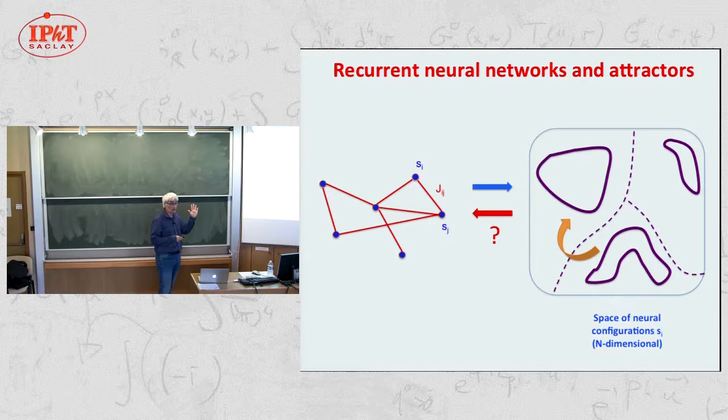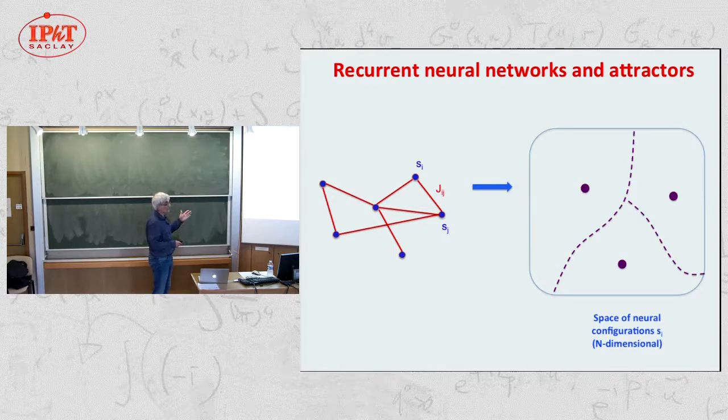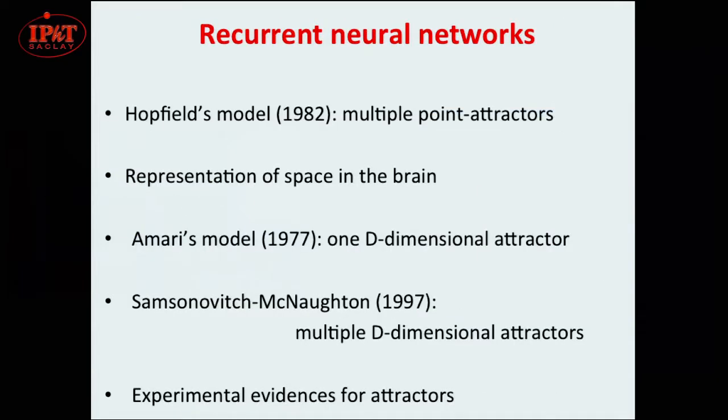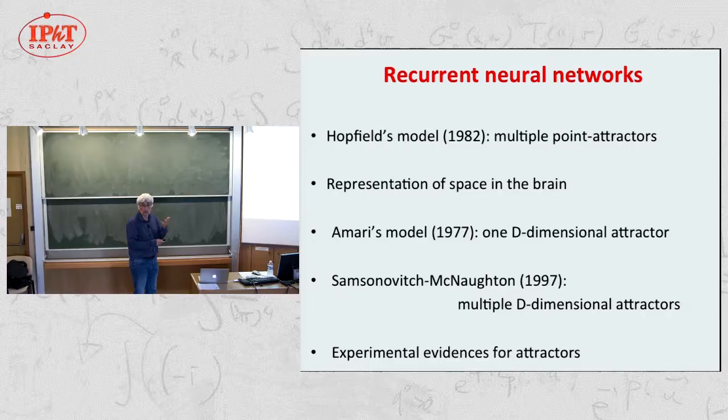So this problem, in the case of 0-dimensional attractors, this particular case here, which is the simplest one, was actually studied a long time ago in the Hopfield model, in 1982. John Hopfield gave a practical way of building a model with multiple point attractors.